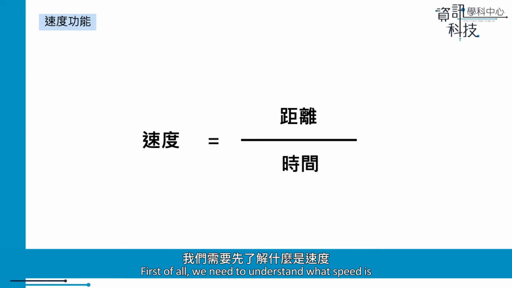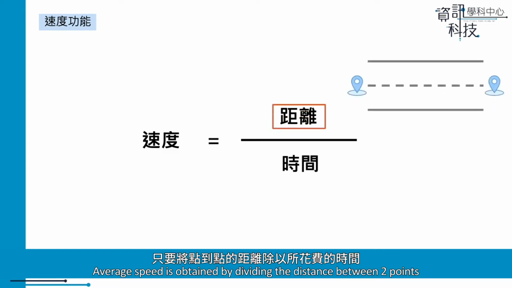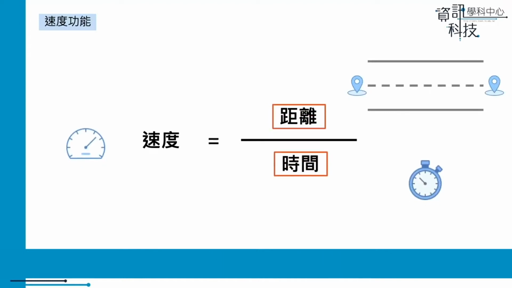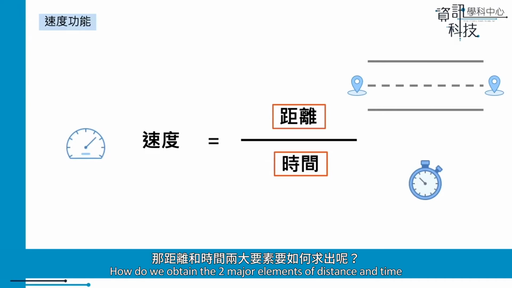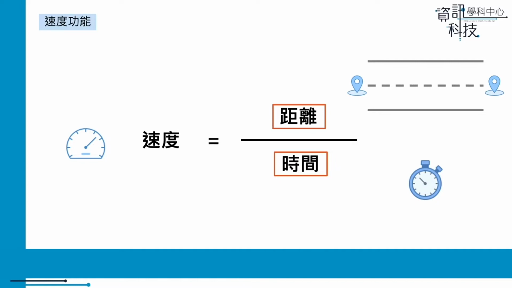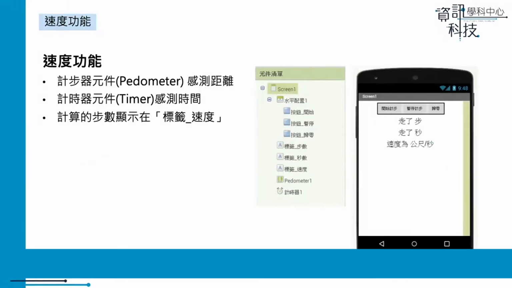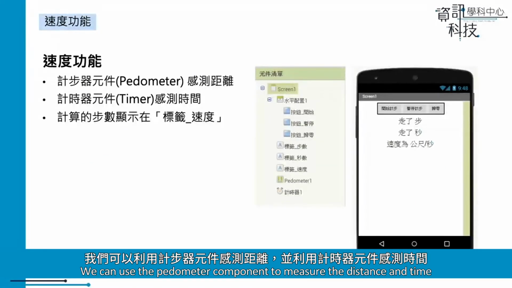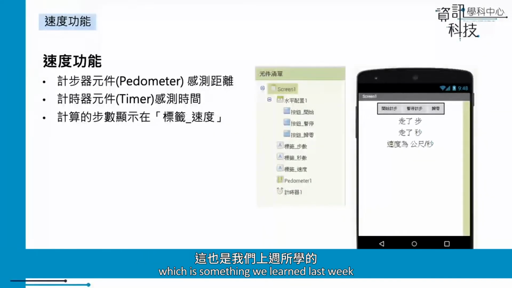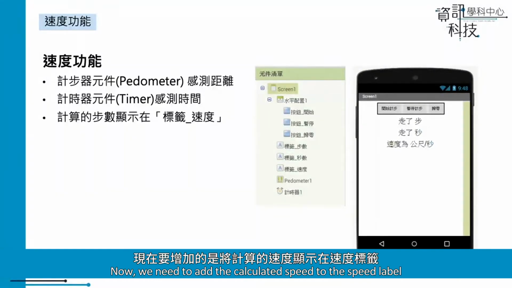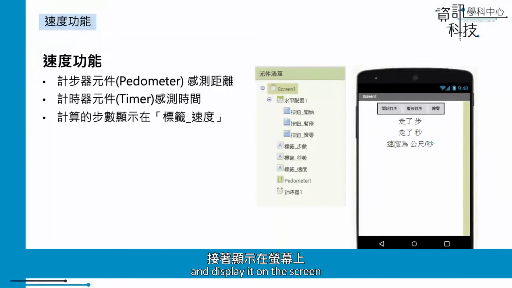First of all, we need to understand what speed is. Average speed is obtained by dividing the distance between 2 points by the time traveled. How do we obtain the two major elements of distance and time? We can use the pedometer component to measure the distance and time, which is something we learned last week. Now, we need to add the calculated speed to the speed label and display it on the screen.